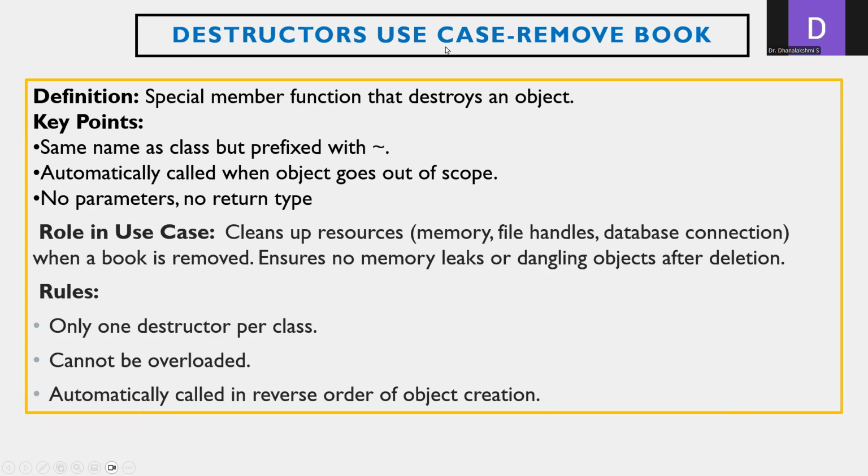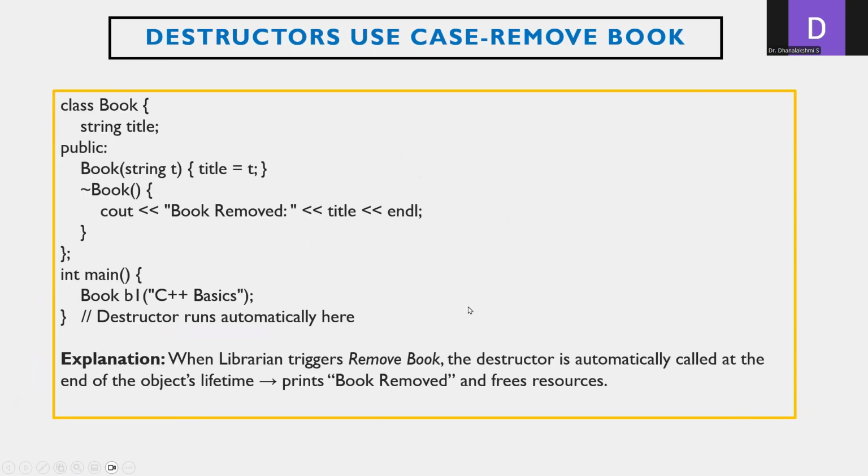Coming to the destructor use case for remove book. When the librarian removes a book, the object could be deleted and any memory or file references could be cleared. That's an example code we have given here for you. The next slide. As I told you, the symbol is the tilde symbol you have here. And this I've already explained in the previous slide itself. So let's go to the example here.